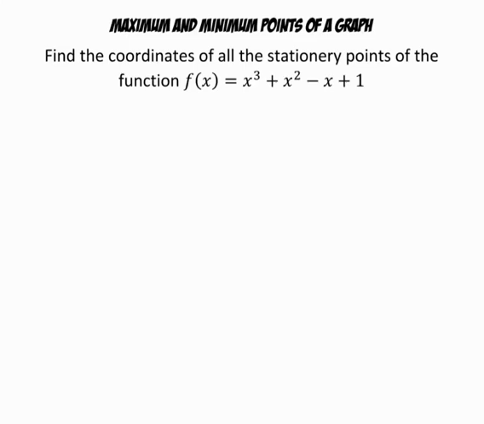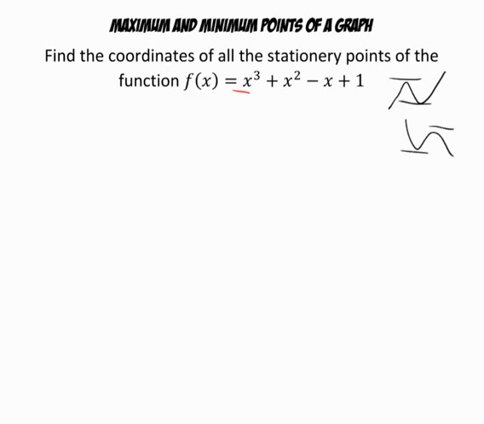So here we're finding the stationary points of a graph, or the maximum and minimum points of a graph. This graph here is a cubic because the highest power is x cubed. So it will either look like that or like that. So there'll be two stationary points on it.